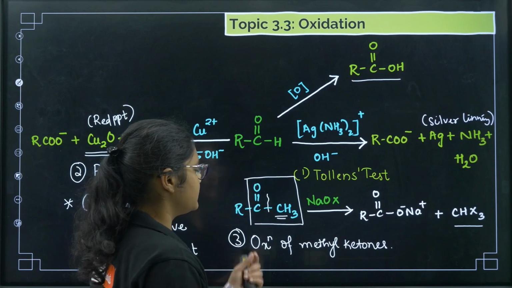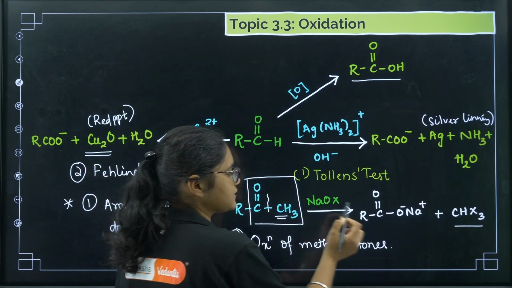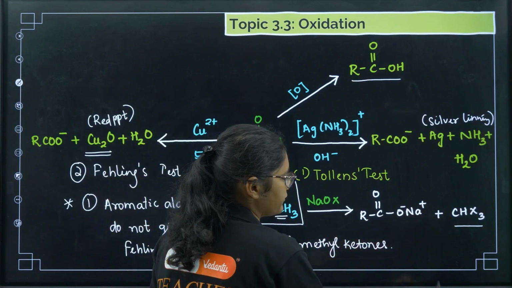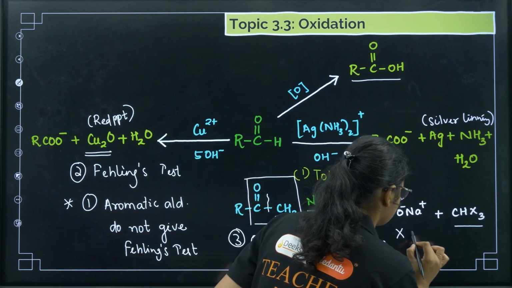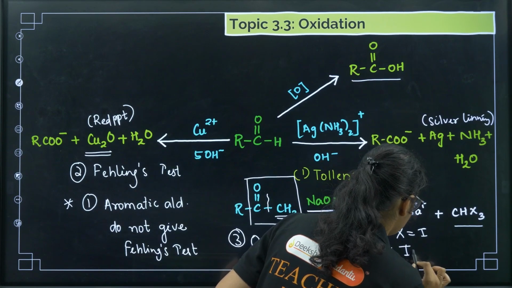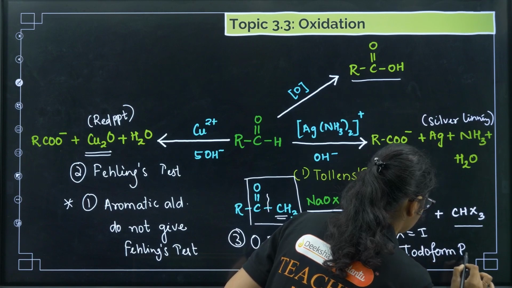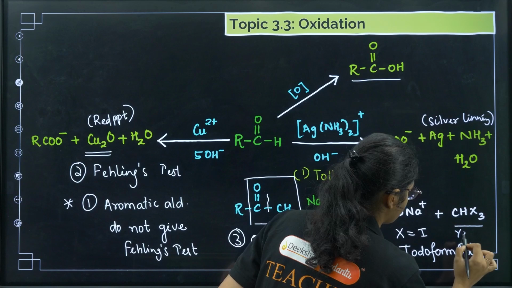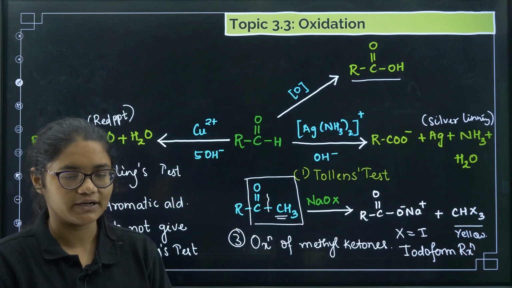Okay, so whenever there is a presence of methyl ketone, this bond breaks, CH3 gets converted to CHX3 and this one gets converted to a salt. Salt formation takes place. Now if this X is equal to I, then we call it the iodoform reaction, and this CHX3 is yellow in color if it is iodine. So by that we can differentiate the reactions.